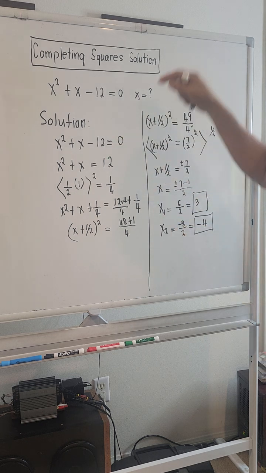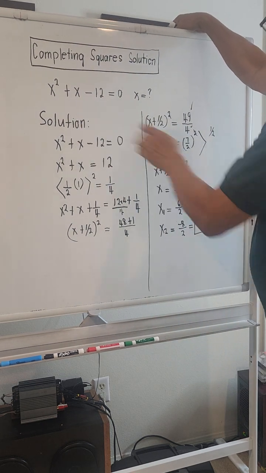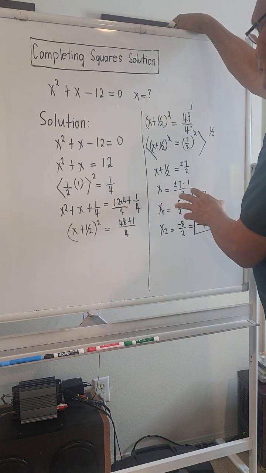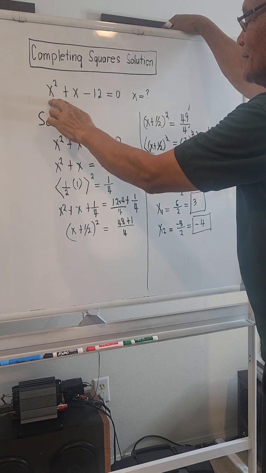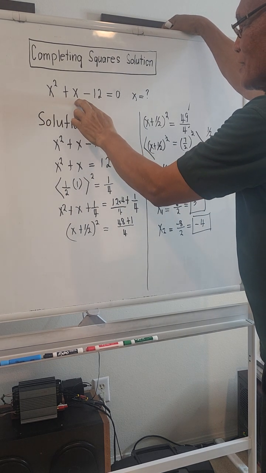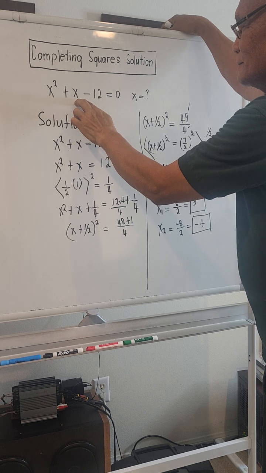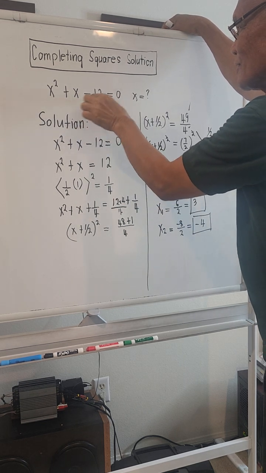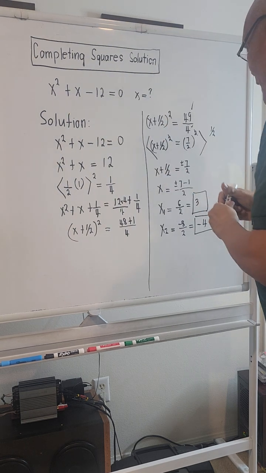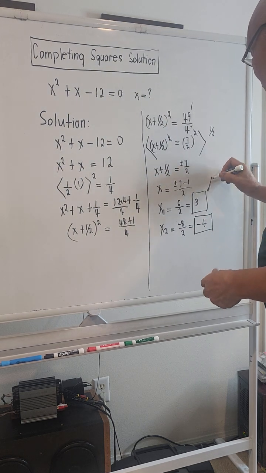Actually we could check it. If we put x1 to be 3, x squared will become 9, plus 3, it will be 12, minus 12 is equal to 0. So 0 is equal to 0. So x1 is actually correct.